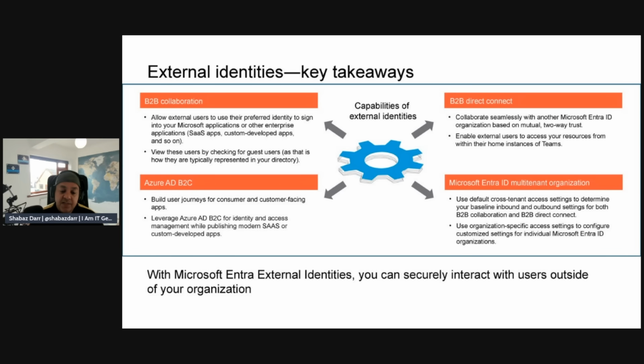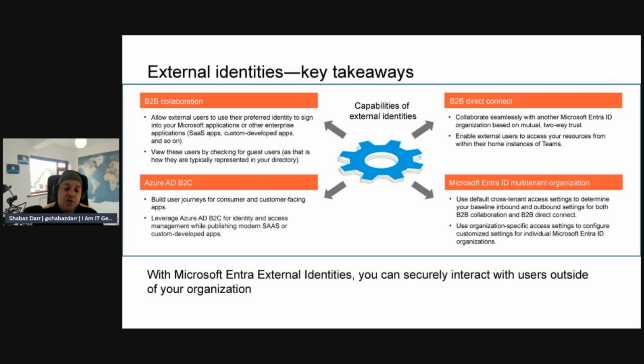You then got B2B Direct Connect. This is establishing a two-way mutual trust essentially with another Entra ID tenant or organization. This is for seamless collaboration. B2B Direct Connect currently supports Teams shared channels, enabling external users to access your resources within their home instances of Teams. And B2B Direct Connect users are not represented in your directory, but they are visible within Teams shared channels, and you can monitor them in Teams admin center reports as well.